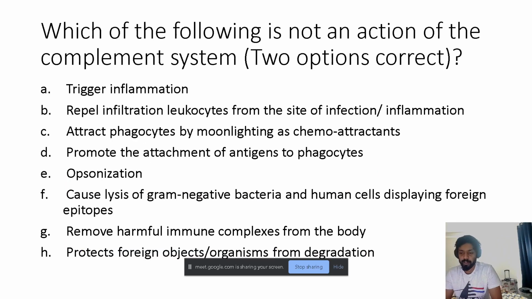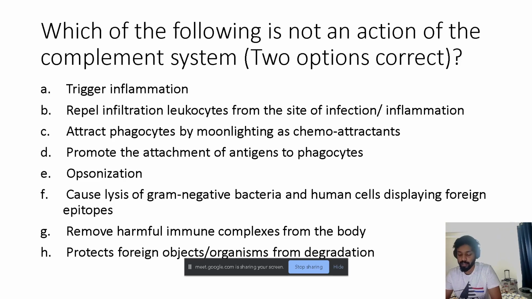Okay. So, which of the following is not an action of the complement system? Option B and H. Okay, B and H. So you're saying the complement system does not repel infiltration of leukocytes from the site of infection or inflammation, and it does not protect foreign bodies or organisms from degradation.